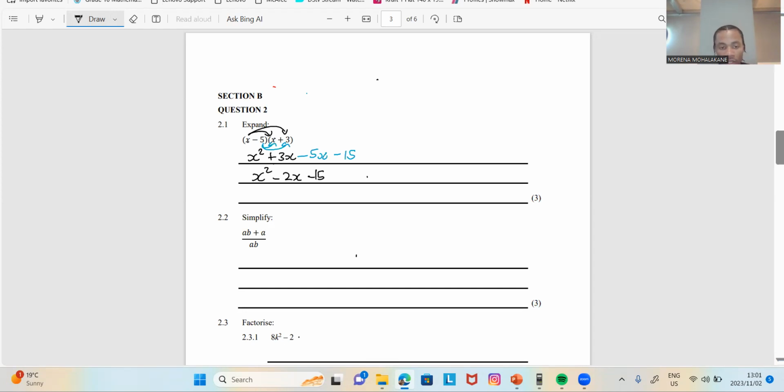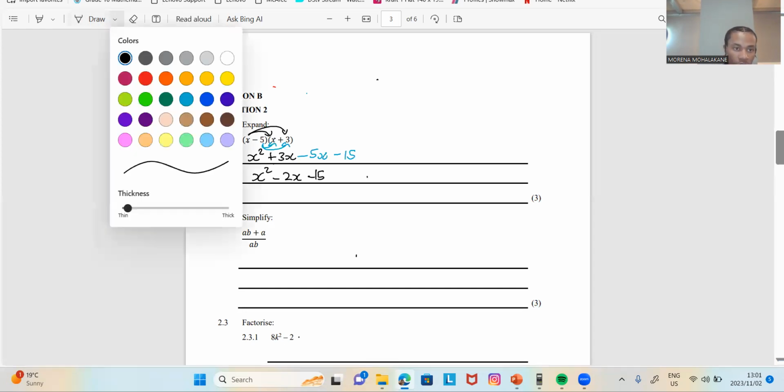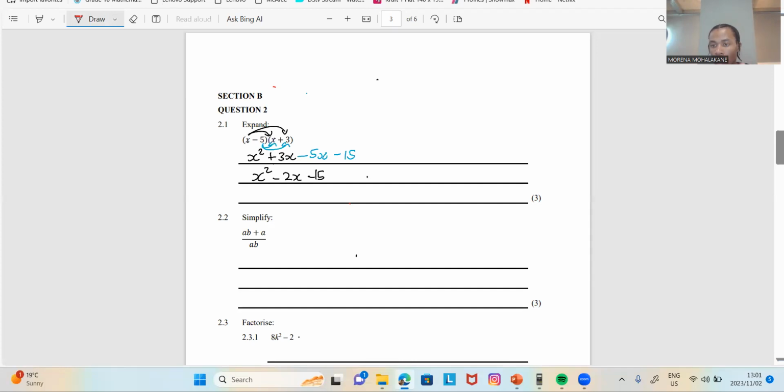Now, getting to the second question, guys, these are common errors that you make. Do not say this, then the answer is a over 1. No. Don't do that. Instead, this is what you should do.